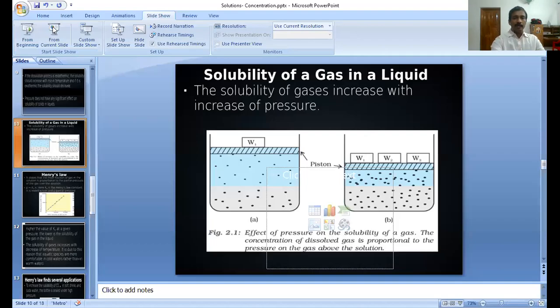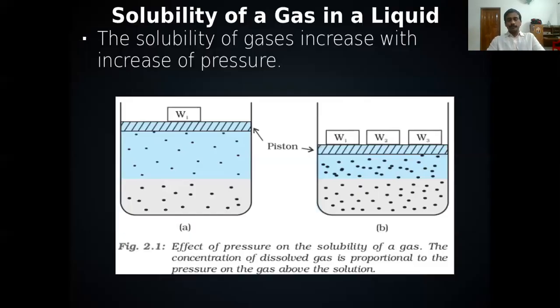Last class we discussed solubility of solids in liquids. Solubility, saturated solutions, such things we discussed. And today we can see the solubility of gas in a liquid. Last year we discussed a particular law known as Henry's law. You may remember it.